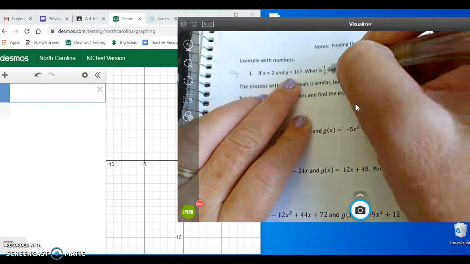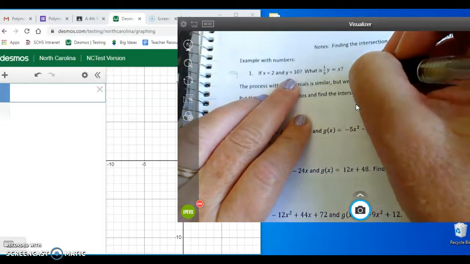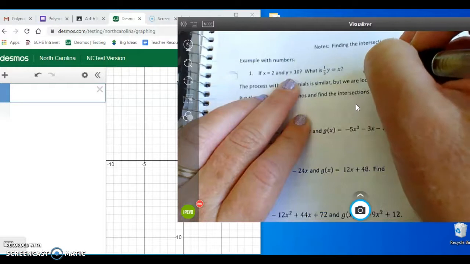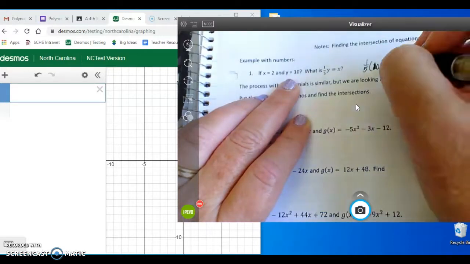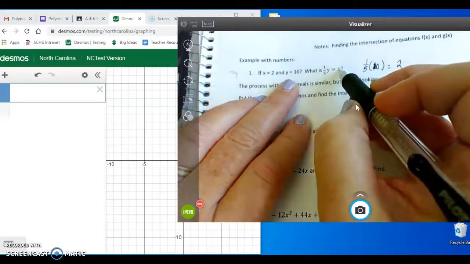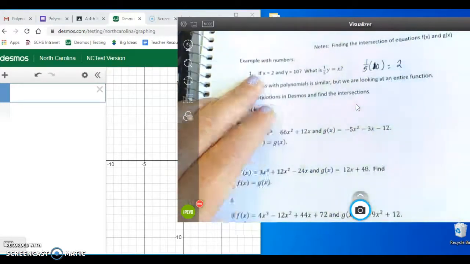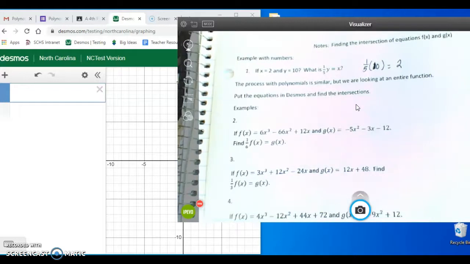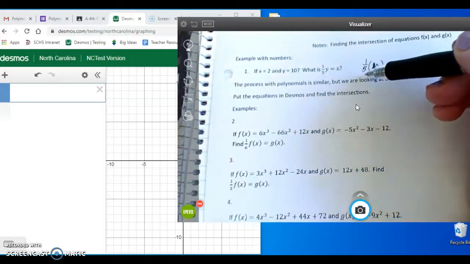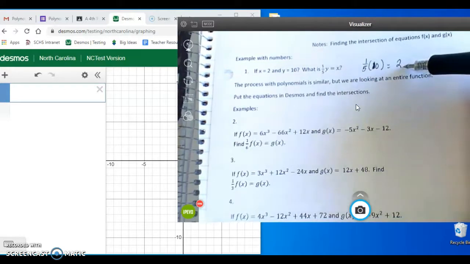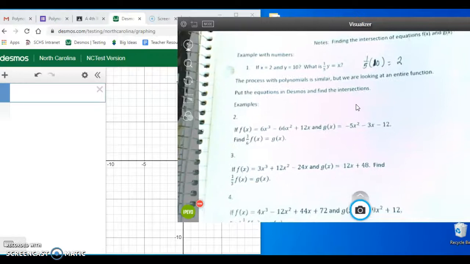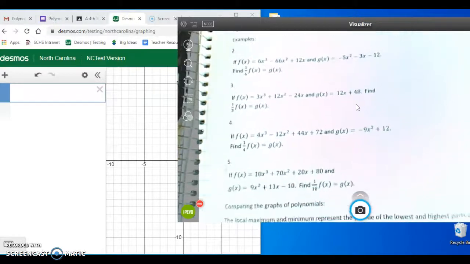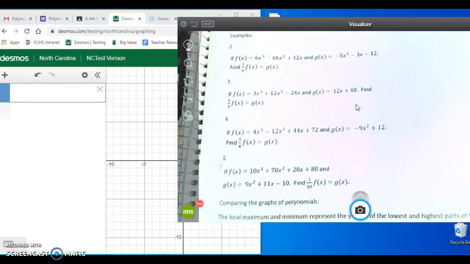If I put the 10 where the y goes, I get 1/5 times 10, that equals 2, and that's what x is. So I just wanted to show you with numbers that it works, that you could take a fraction of a number to get another number. With polynomials, it's similar, except you're trying to find a fraction of an equation, okay?